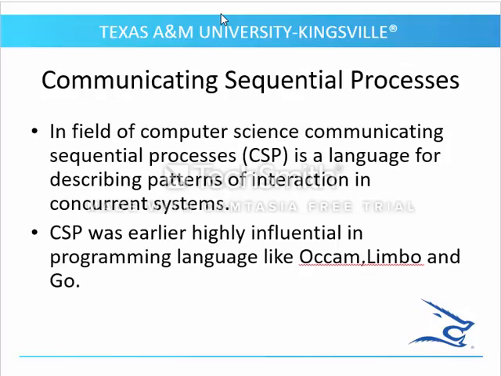What is communicating sequential process? In the field of computer science, communicating sequential process is a language for describing patterns of interactions in concurrent systems. CSP was highly influential in programming languages like OCaml, Limbo, and Go. OCaml is a concurrent programming language, Limbo is a distributed programming language, and Go is a programming language which is open source by Google.